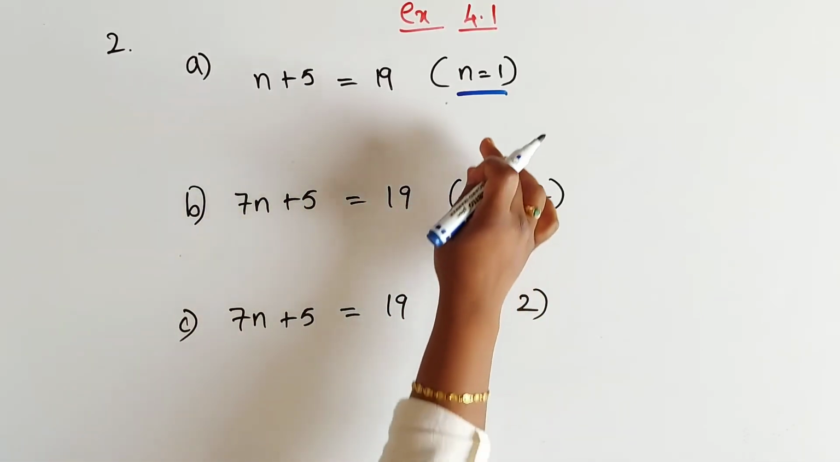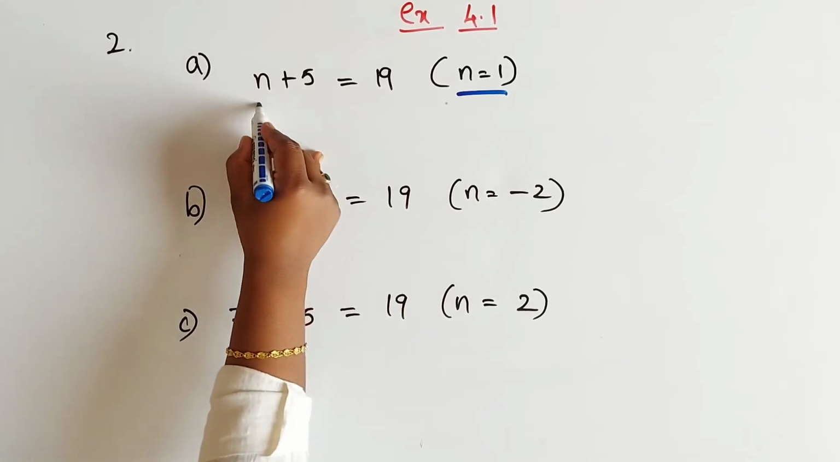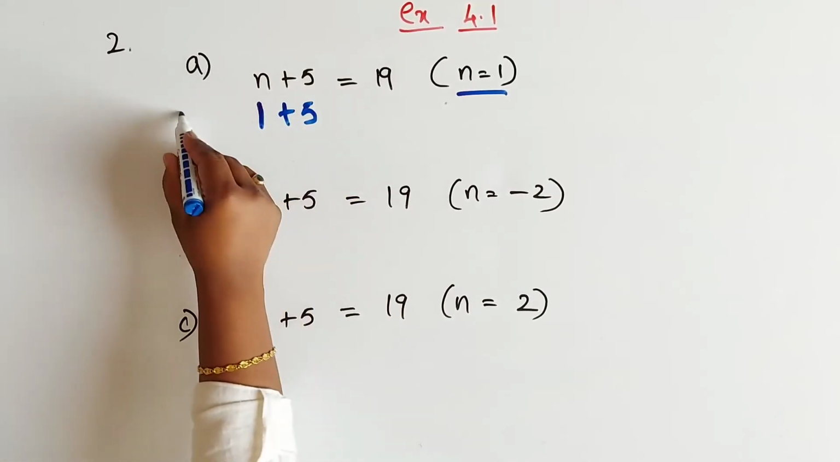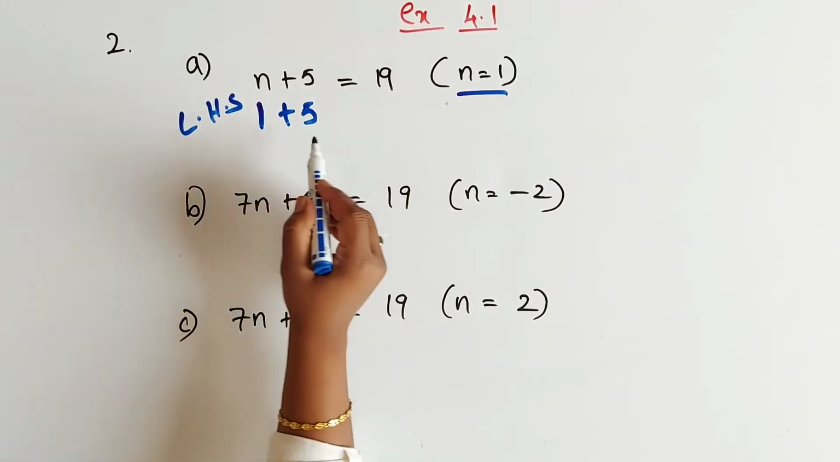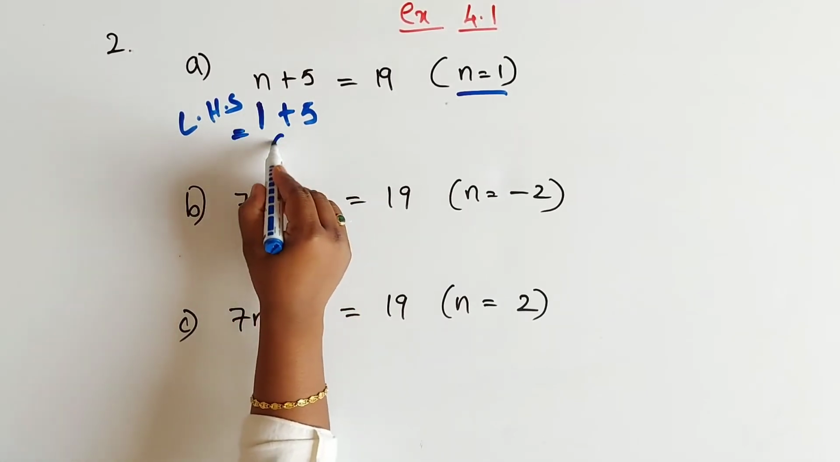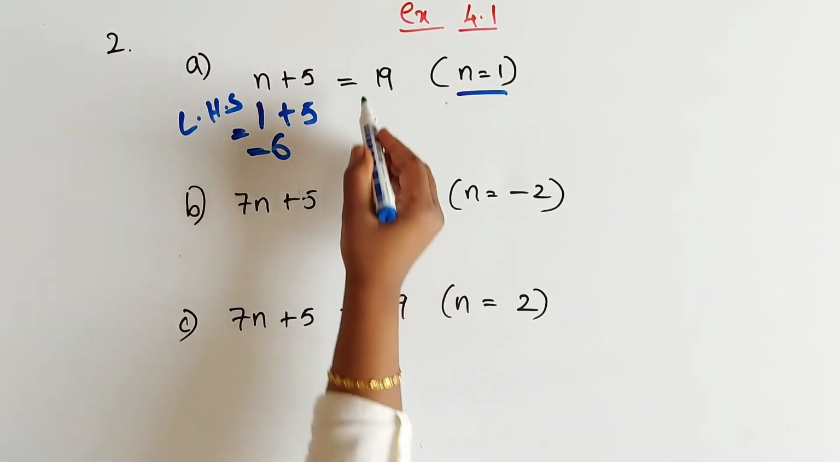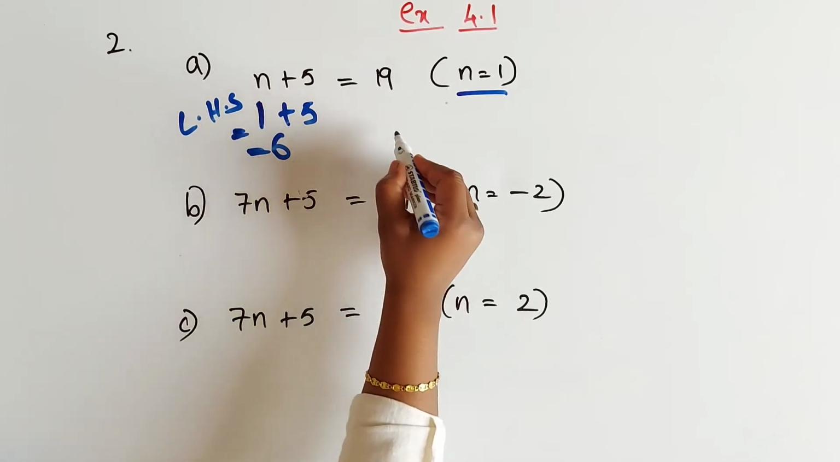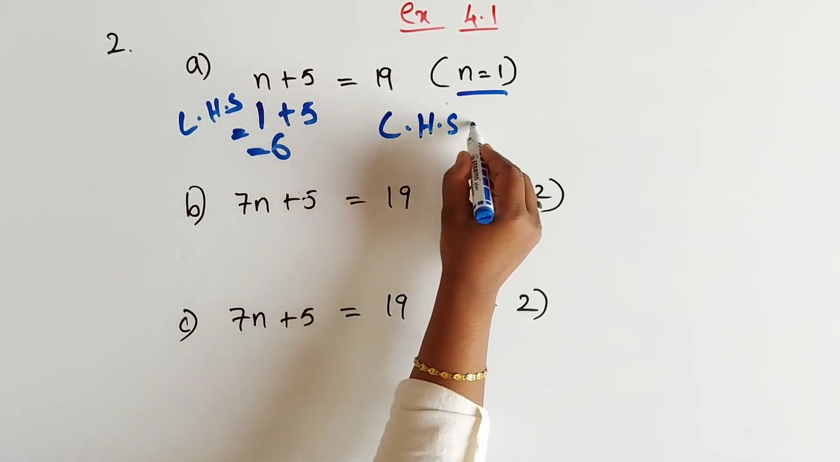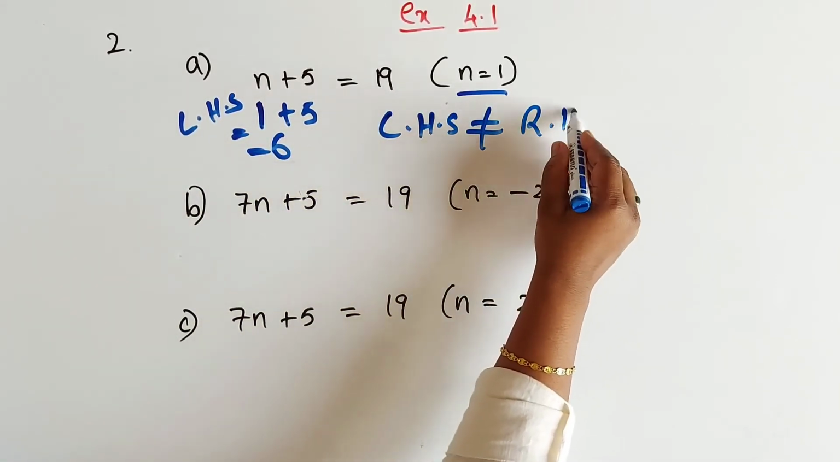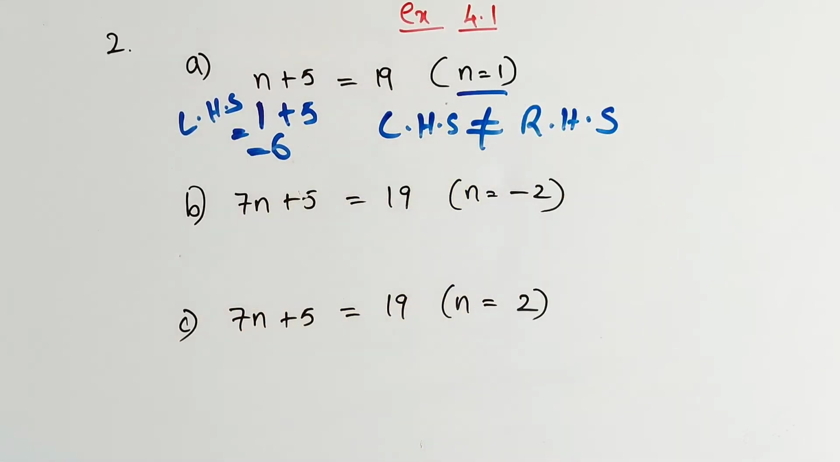Right children, let us start. Now put n equal to 1 here. 1 plus 5. What is 1 plus 5? We are doing LHS only children. 1 plus 5 means it is 6. Correct children, but here it is 19. So LHS is not equal to RHS. So n equal to 1 is not a solution here.